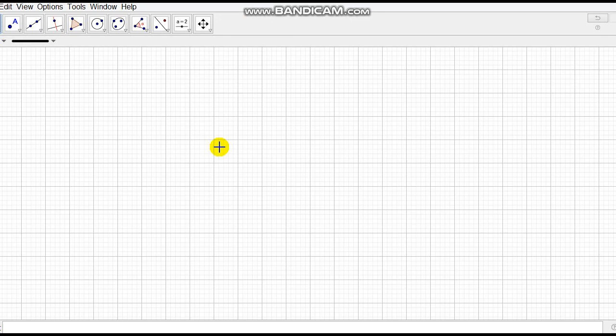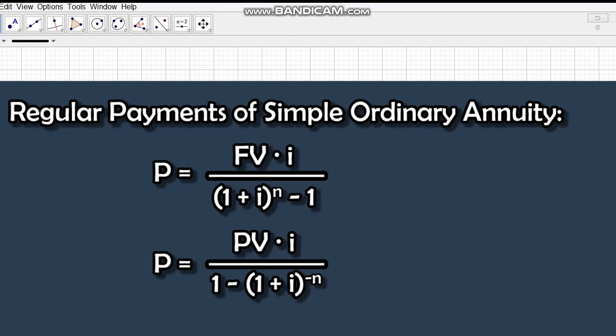Hey everyone, today we're going to discuss the regular payments of a simple annuity. In our previous lessons, we've learned how to solve for the future value and the present value of simple ordinary annuity and simple annuity due. Now, for today's discussion, we will learn how to determine the regular payments given the future value and the present value. So, for the regular payment of a simple ordinary annuity, the periodic payment P is equal to future value times the interest I divided by (1 plus I) raised to n minus 1.